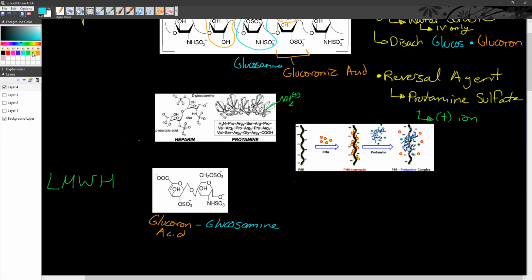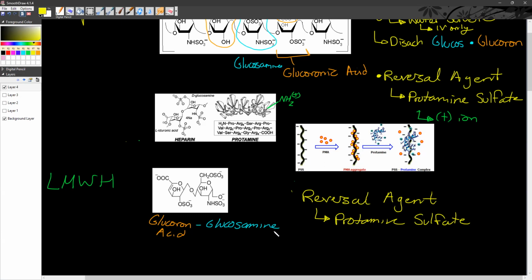But what do we think the reversal agent is going to be? Do we think the reversal agent for low molecular weight heparin is going to be the same, protamine sulfate, or should it be something different? Yeah, it's the same drug. Why? Because low molecular weight heparins like enoxaparin and dalteparin are all the same. It's the same structure. We're just using strands that are smaller.